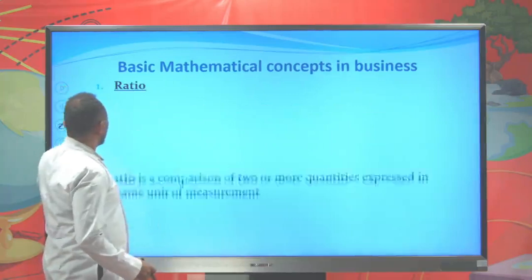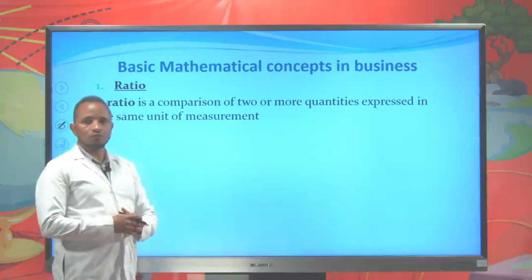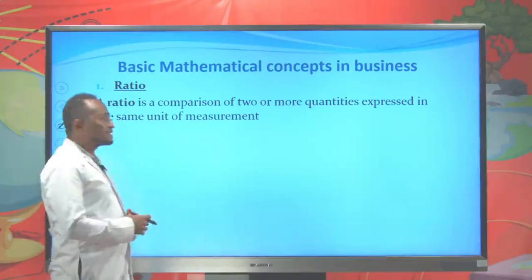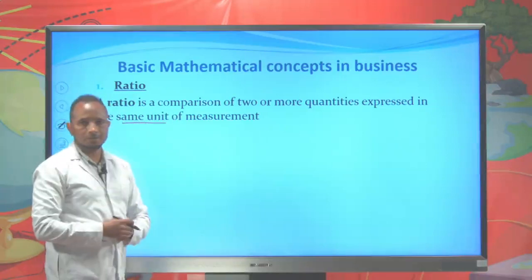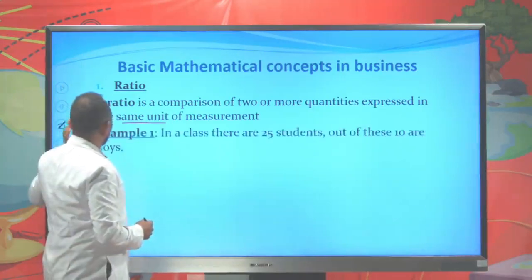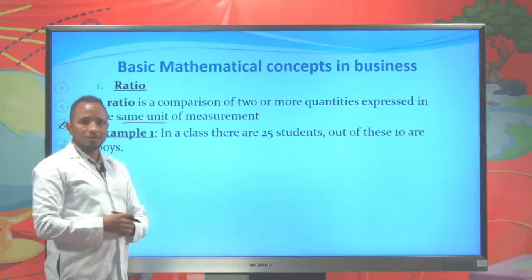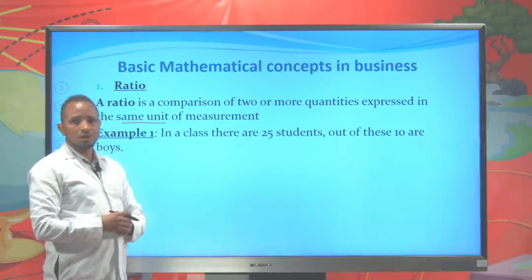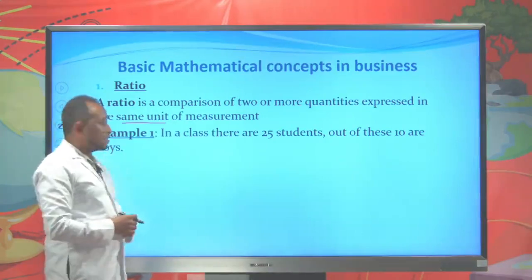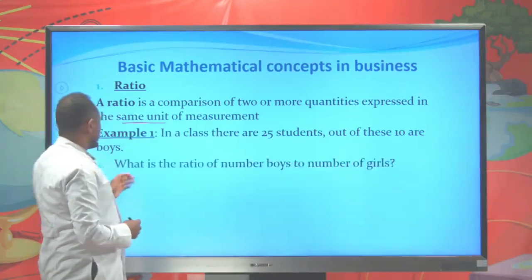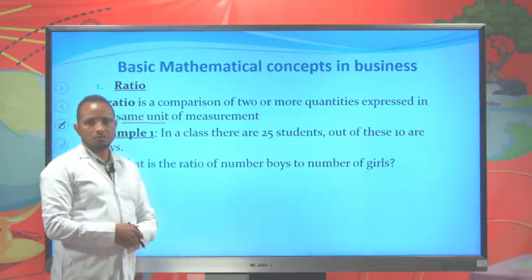First, ratio. Simply, ratio is a comparison of two or more quantities expressed in the same unit of measurement. Now let's see an example for this one. In a class there are 25 students. Out of these, 10 are boys. So what is the ratio of the number of boys to the number of girls?